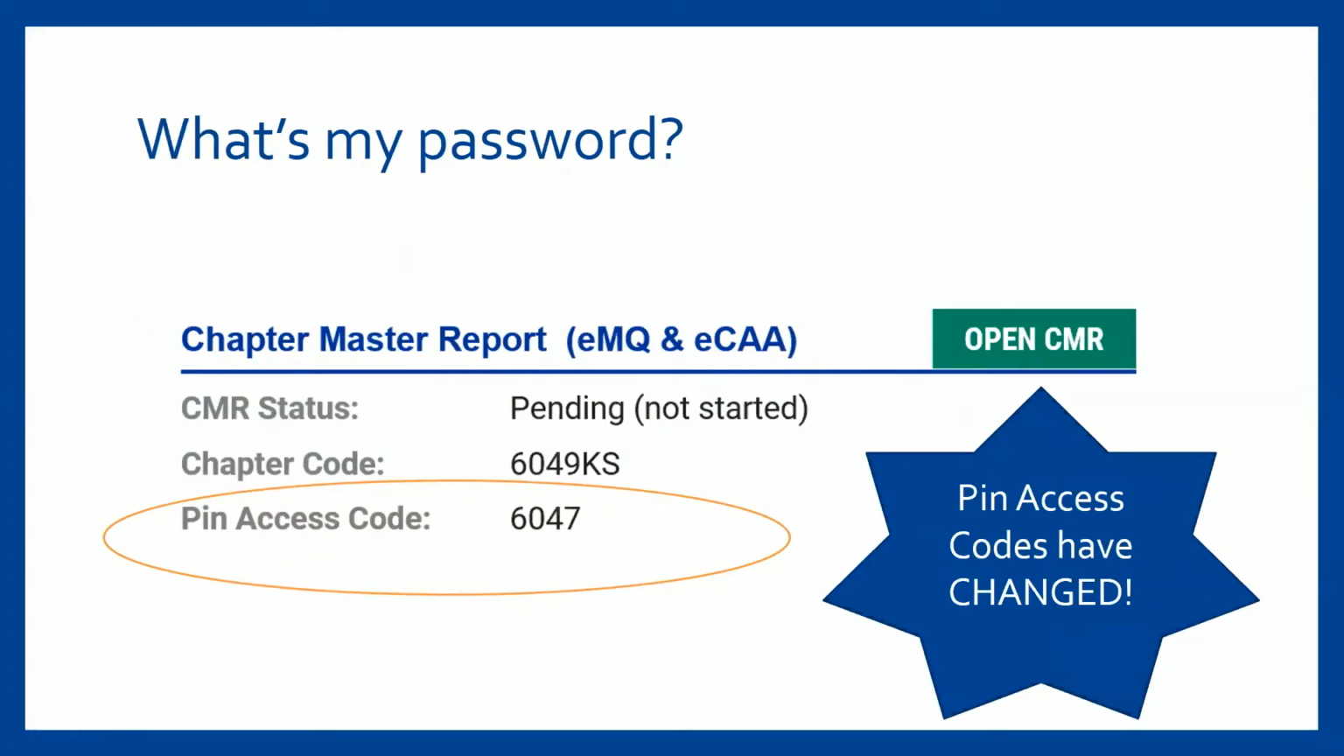Whether you access the CMR through e-membership or through the link on the NSDAR members website, you'll need your chapter's 4-digit PIN access code. You can locate your chapter's PIN access code on your home membership profile page of e-membership. Note that the PIN access code changes periodically, so the code you used last year likely won't be the code you use this year. Check e-membership and share the new code with all members who you want to assist in completing the CMR.